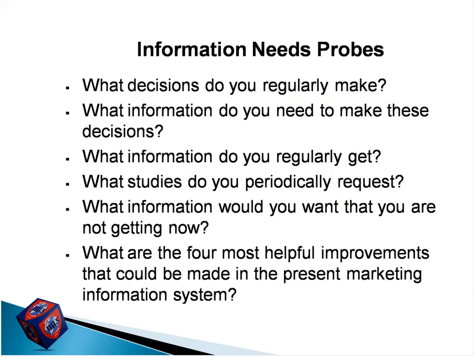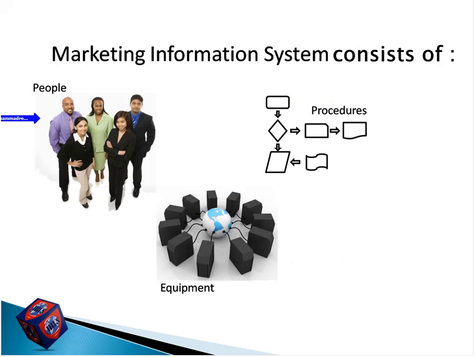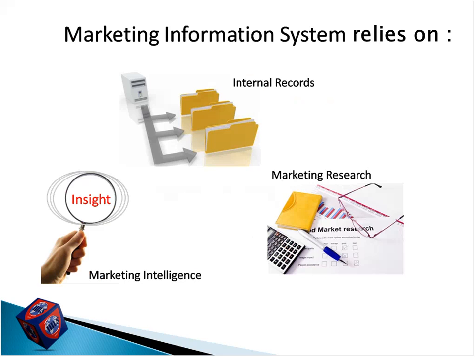In order to answer these questions, you must have a powerful marketing information system, and you can create a system based on some important things. Your marketing information system relies on internal records in your organization, marketing intelligence, and marketing research. Every company has many records, okay? Internal records, for example, financial records, R&D records, and everything inside of your company. You can rely on your internal records, marketing intelligence, and marketing research.